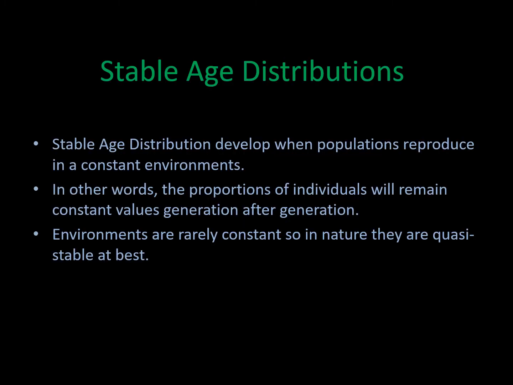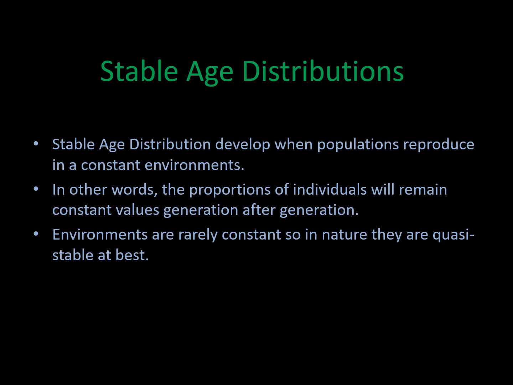Now, if a population is allowed to develop in a constant environment, it will achieve what's called a stable age distribution. And that stable age distribution will be based on the LX-MX schedule for that particular population in that particular environment. So, in other words, the proportions of individuals will remain constant from generation to generation to generation. And that's what we would call a stable age distribution.